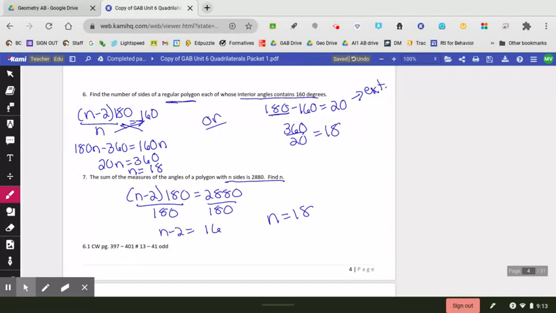Number 7, the sum of the measures of the angles of a polygon is 2,880, and I need to find out how many sides. So here I have to use the interior angle sum theorem. So n minus 2 times 180 equals 2880. I divided both sides by 180 and then added 2, and n equals 18.